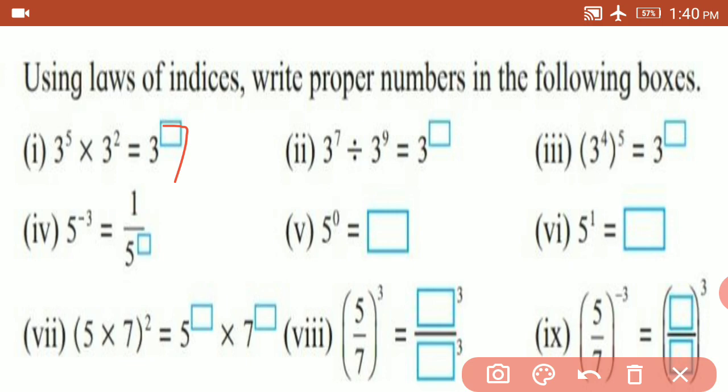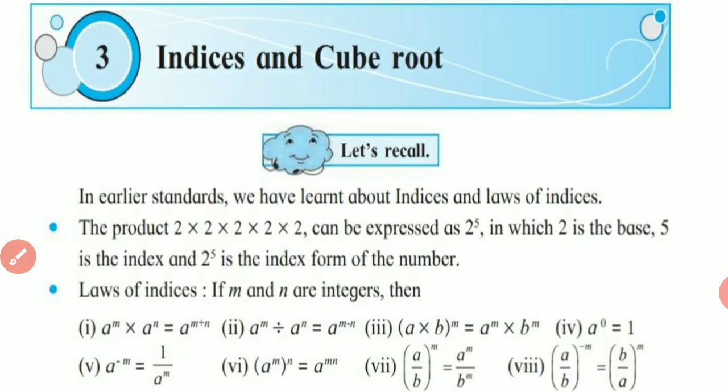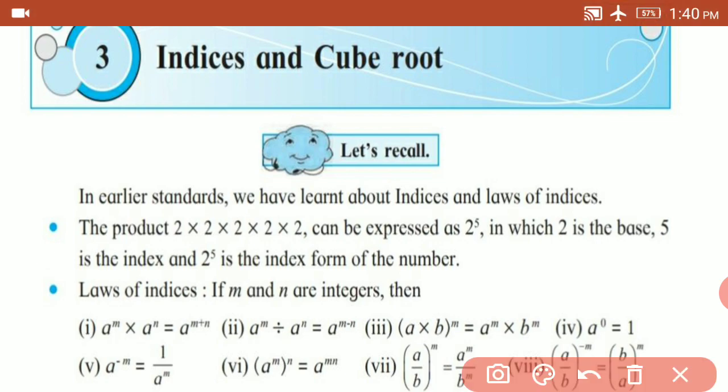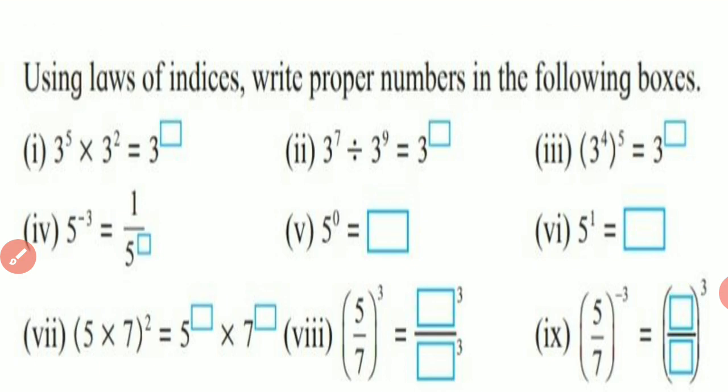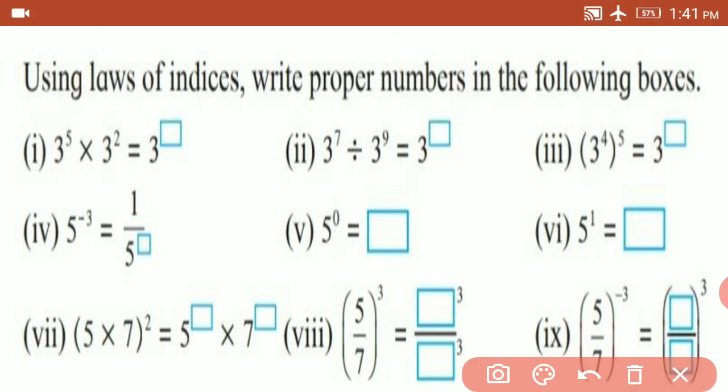Now second one, 3 raised to 7 divided by 3 raised to 9 is equal to 3 raised to how much? In this example, we use law number 2. Here division is taking place when the base is same and indices are different. The subtraction of indices takes place here. That is 3 raised to 7 minus 9 is equal to minus 2. That means 3 raised to 7 divided by 3 raised to 9 is equal to 3 raised to minus 2.